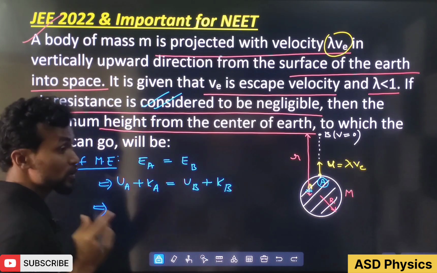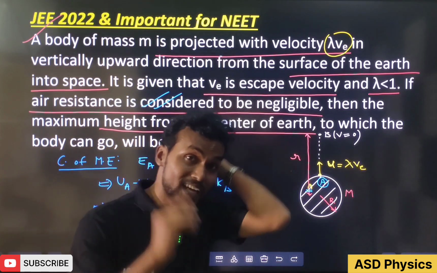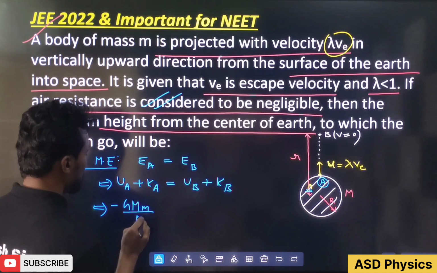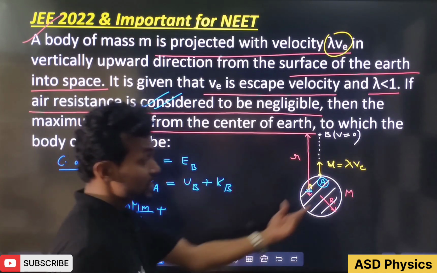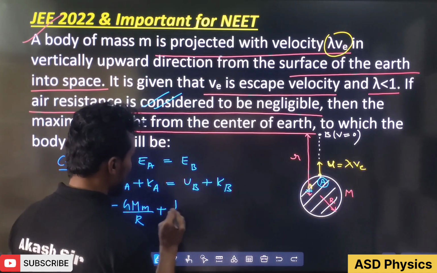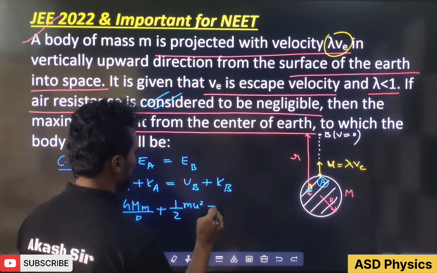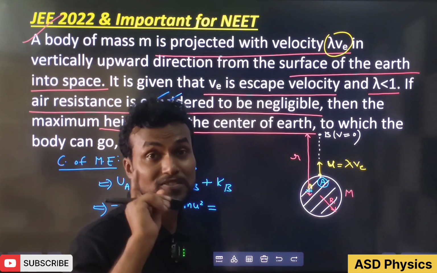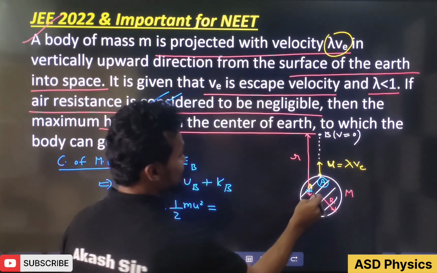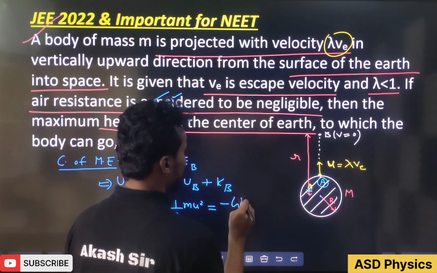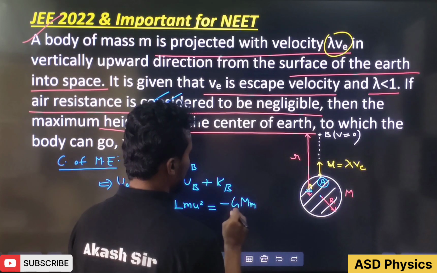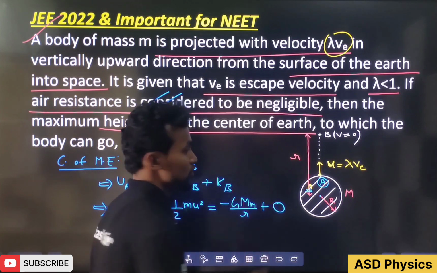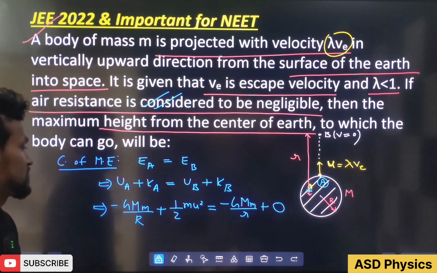Now the potential energy at the surface of the Earth, you know the formula very well, is minus G capital M small m by R, plus kinetic energy half m U square, is equal to the potential energy at point B. We have to take all the distances from the center, so we write minus G M m by small r, and the kinetic energy will be 0. So this is the expression. We have to just simplify this.